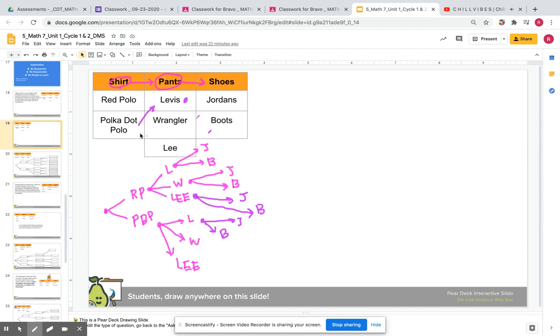Very similar to the Wrangler jeans now with the polka dotted one. How many shoes can you combine with the Wrangler jeans? And I hope you're able to state that you could combine it with two types of shoes, Jordans and boots. And I could draw an arrow so you could see where it's heading towards. All right, with the polka dotted polo and the Lee pants, how many shoes can you combine the Lee pants with? Hope you're able to recognize that the Lee pants has two branches because there's two combinations you can create. And let me do the last one, and it's Jordan and boots.